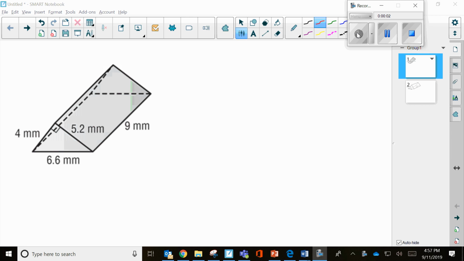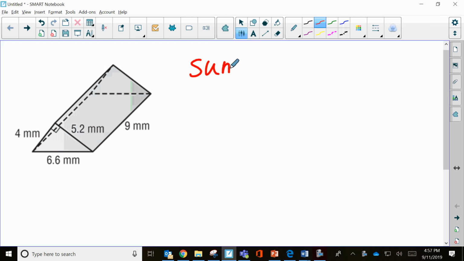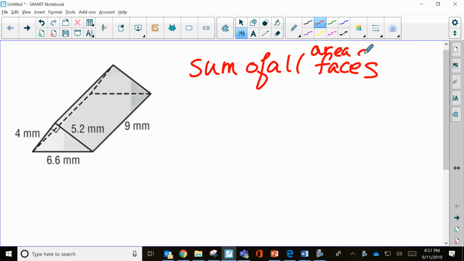Okay, so now we are going to talk about finding the surface area for triangular prisms. Now, we said that the formula for surface area is the sum of the area of all faces. Okay, so all faces, so it's all sides or all flat portions, lateral surfaces.